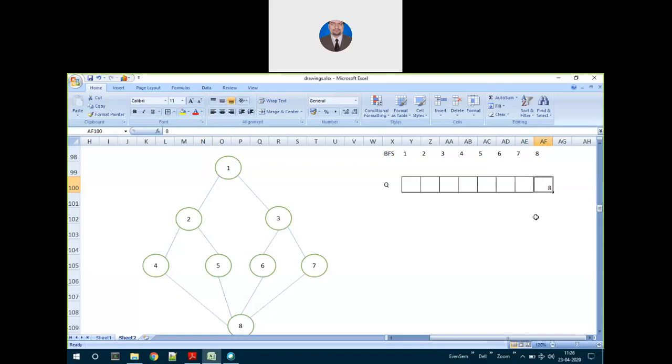Now vertex 8 is connected to 4 different vertices, that is 4, 5, 6 and 7. All these 4 vertices are visited already and are also explored. Then I can say that vertex 8 is also explored, so I will remove it from this queue. So what do I have left in the queue? There are no unexplored vertices.